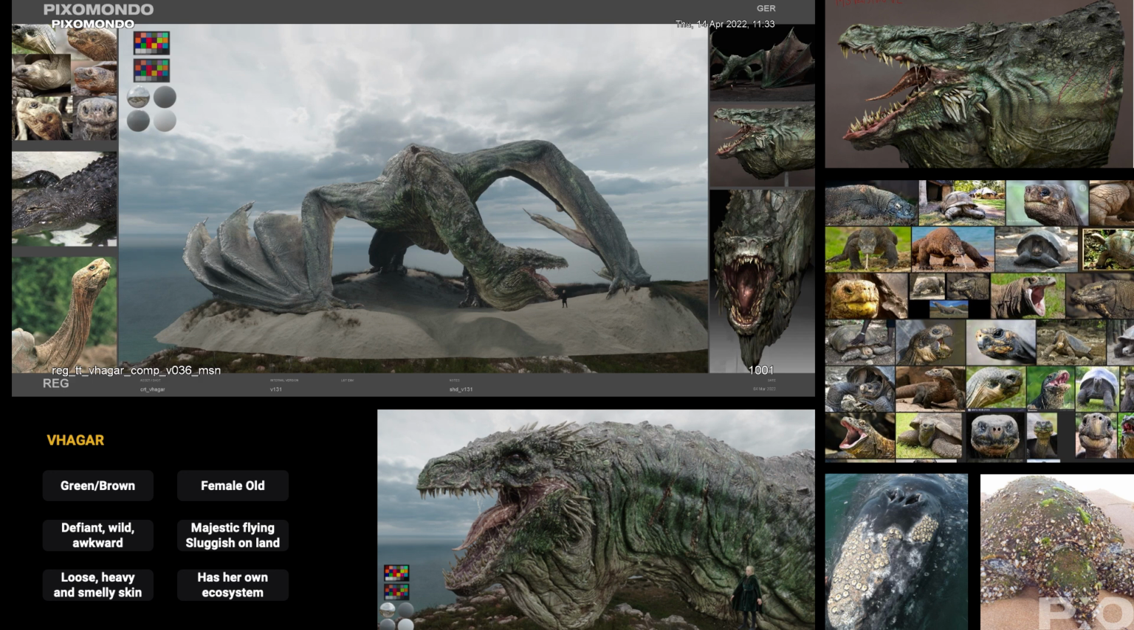And she has some characteristics that were very interesting for us to figure out: how do we translate this into texturing? She has a loose and heavy and smelly skin. How do we translate a smelly skin into something visual, in a texture? One very interesting thing is that she has her own ecosystem. That was, for me, like a keyword that we got from talking with the client and the supervisor, that you can imagine that she's so old, so big, she's been around on Westeros since a long time, that she has a little ecosystem crawling on her skin. So you can imagine having parasites, having crust and things happening on her.